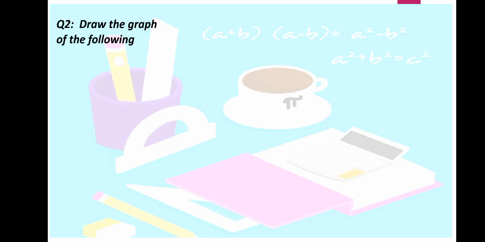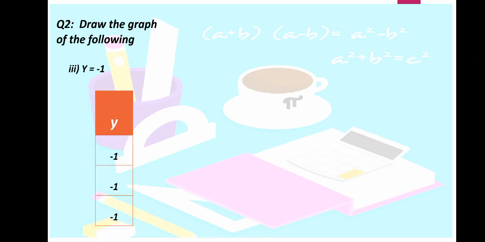Question number 2, third part. The third part is y is equal to -1. Here the value of y is constant. So first of all we will make a column of y, that is -1, -1 and -1. For the x column take random values of your own choice: 1, 2, -2 and 3.